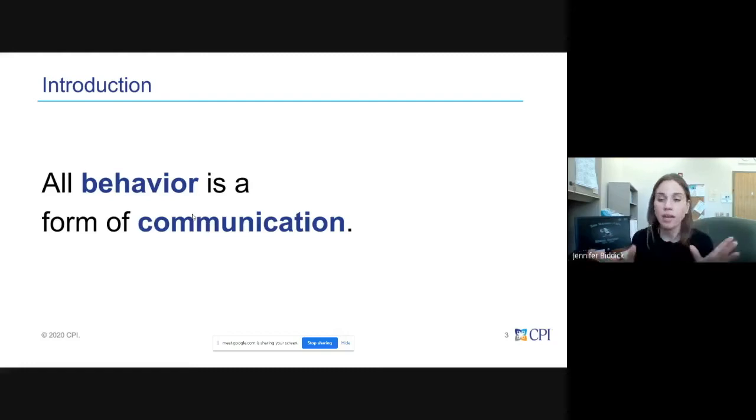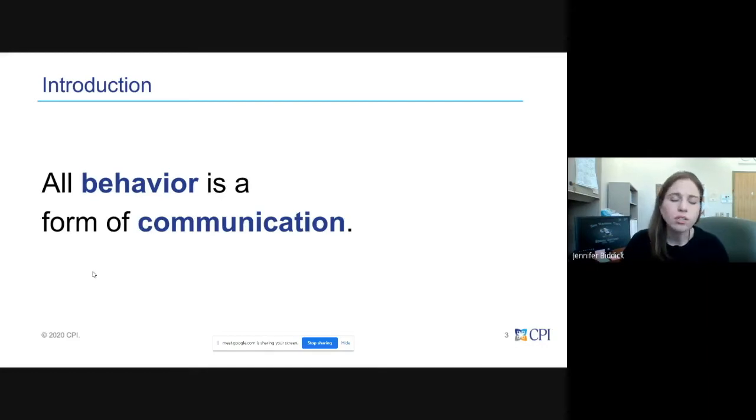And when I talk about behavior, I mean all behavior, whether it's a desirable behavior, like raising your hand, asking for a break, signing that you want a cookie, exchanging a Pets icon that you want an iPad. All behavior is a form of communication, which would then also include some of our undesired behavior. So maybe hitting, yelling, falling to the floor. That type of behavior is also a form of communication.